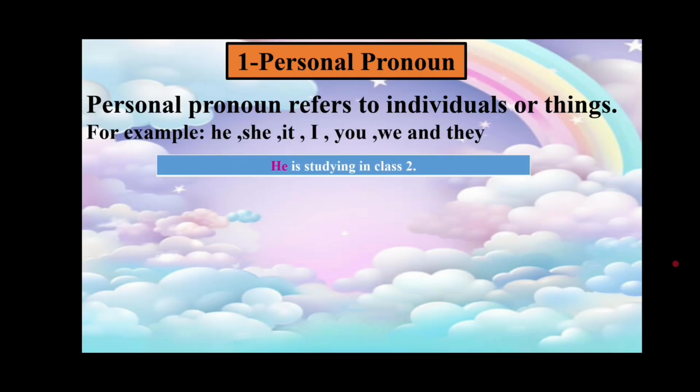He is studying in class 2. Now here he is a personal pronoun and it is referring to an individual. We use he for male gender. So he is studying in class 2. It means we are talking about a boy who is studying in class 2.